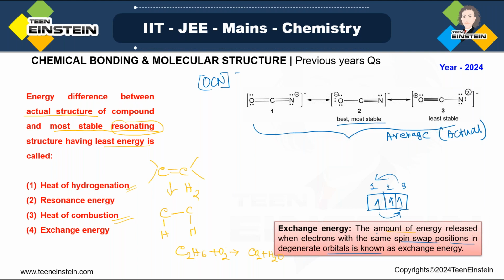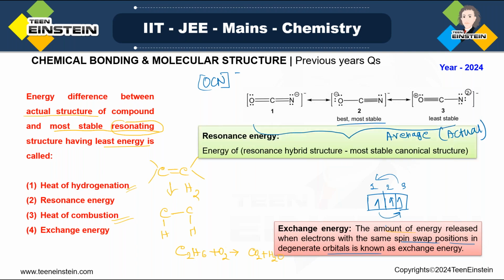Okay, so there is a more stable structure, that is fine, but this is not the actual structure. The actual structure is the average of 1, 2, 3, and the actual structure always has lesser energy than any of these structures. That is fine. So this is the exchange energy. You can say it is the difference of the resonance hybrid structure, which is basically the actual structure. Whether you call it actual or overall resonance hybrid, that means the average of all the structures.